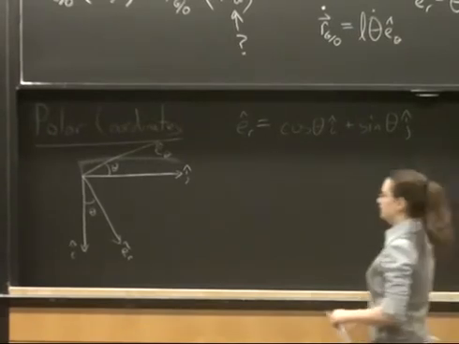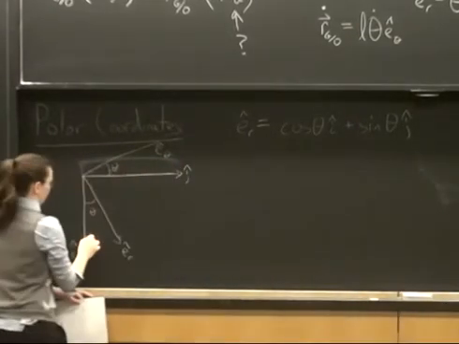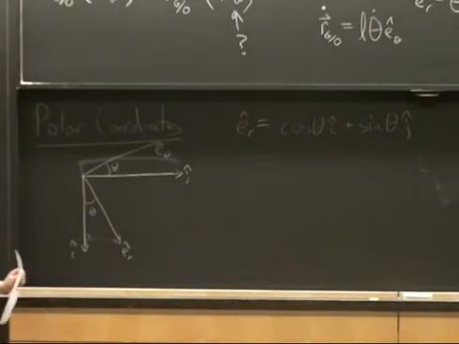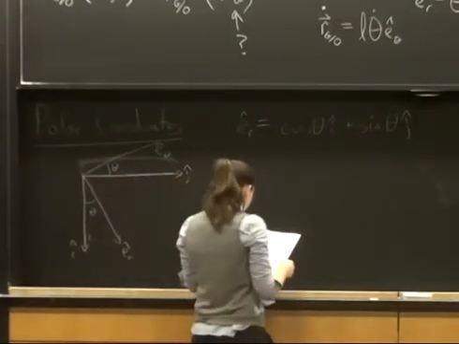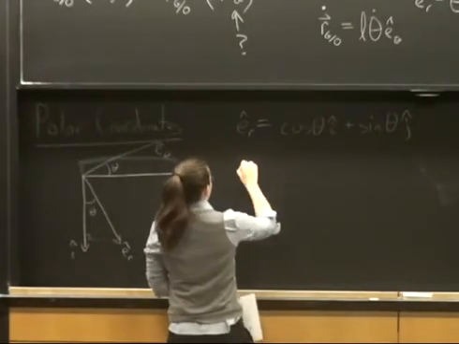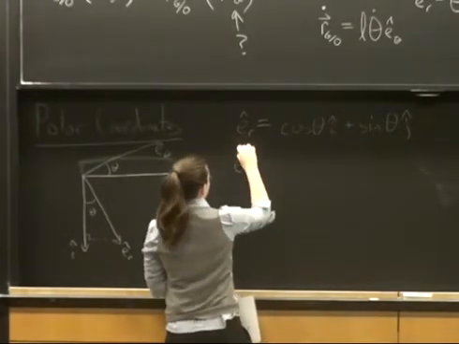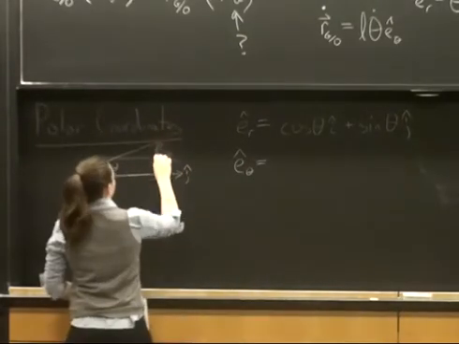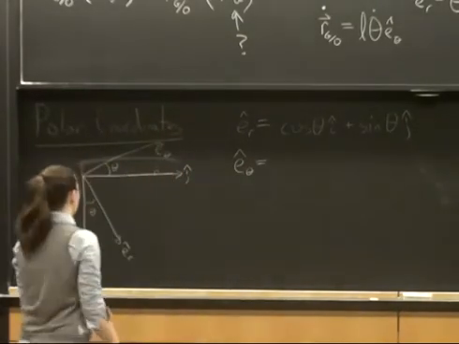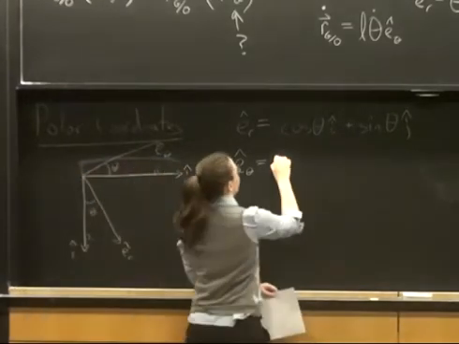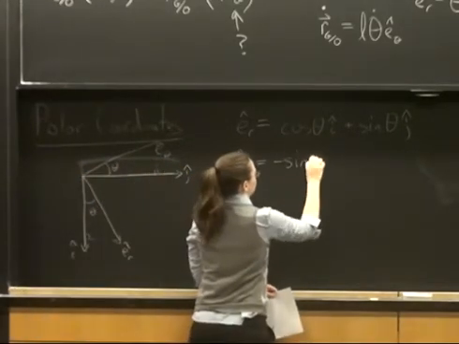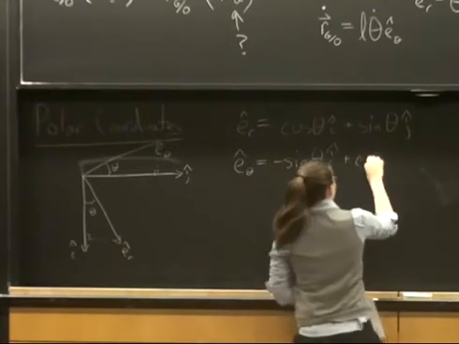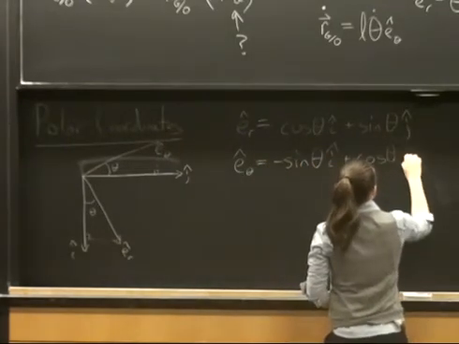You can see that from this nice right triangle. Pretty straightforward. And now we want to write E theta hat. So now we have this right triangle. So this is going to be minus sine theta I hat plus cosine theta j hat.